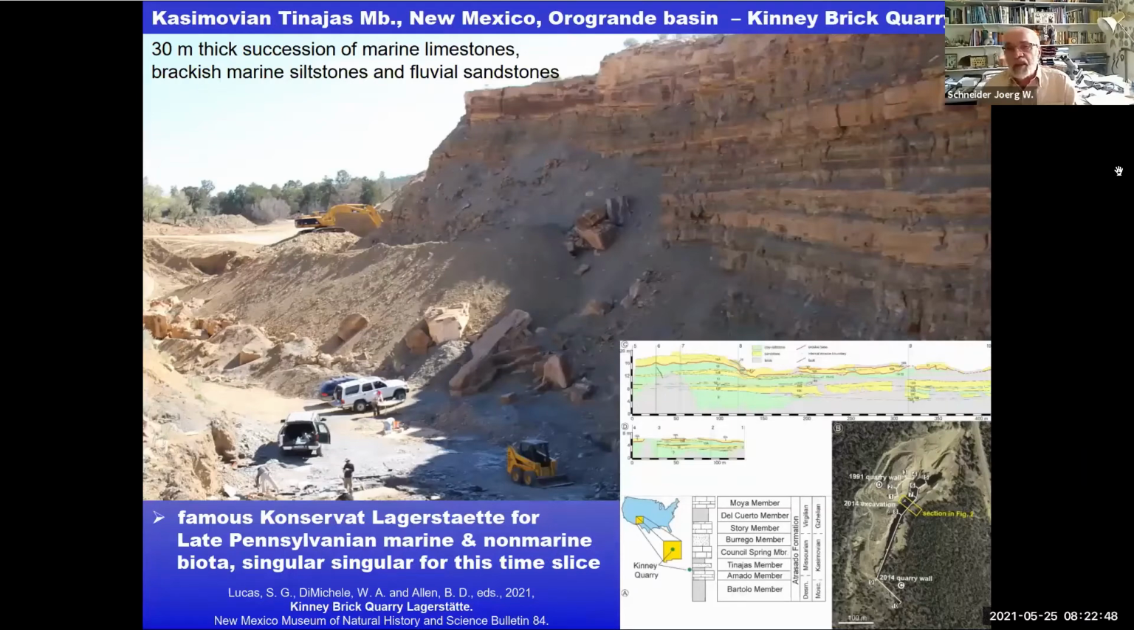These deposits are excellently exposed in the Kinney Brick Quarry in the Manzanita Mountains, not so far from Albuquerque. There we have a 30 centimeter zigzag succession of marine limestones at the bottom, followed by brackish marine siltstone and fluvial sandstone on the top of the picture. This is a very famous conserved Lagerstätte for late Pennsylvanian marine and non-marine biota, singular for this time, not only for North America.